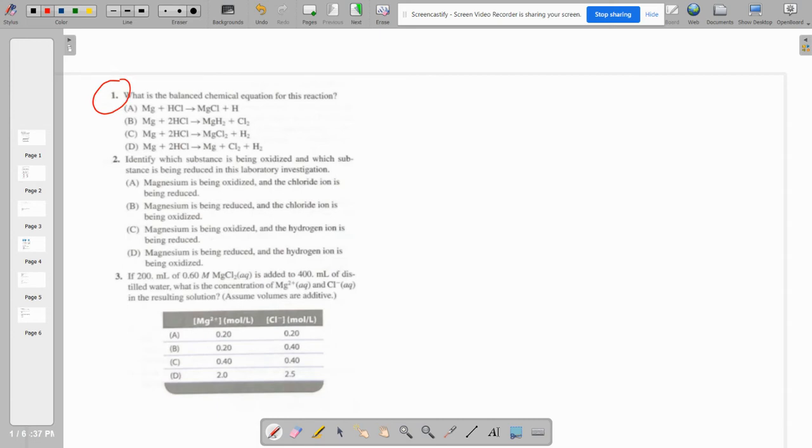interested in. So number one, what is the balanced equation for this reaction? So they give you this big, long description, but truth be told, I think even without the description, you know how to do single replacement reactions. So element plus a compound. The cation is going to hook up with the anion. So you're going to make magnesium chloride.